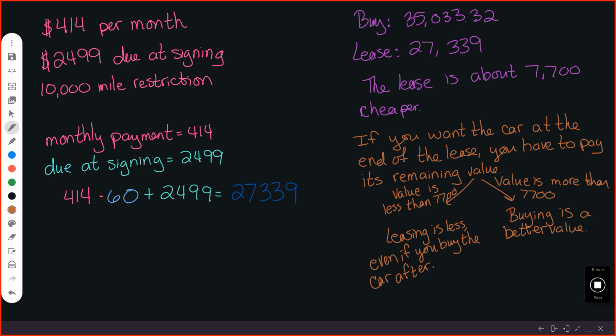And then another thing is, it might be a lot easier for you to afford $24.99 down and a monthly payment of $414 than for you to put $5,000 down and have a monthly payment of $500. Like, only one of those might be feasible for you. So you got to do what you can afford, right?